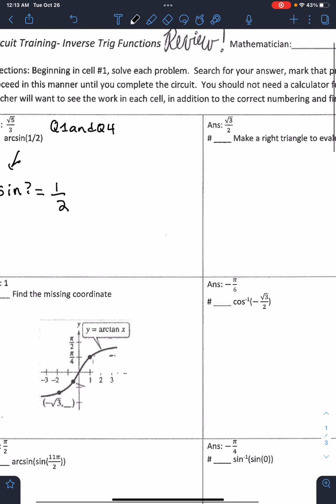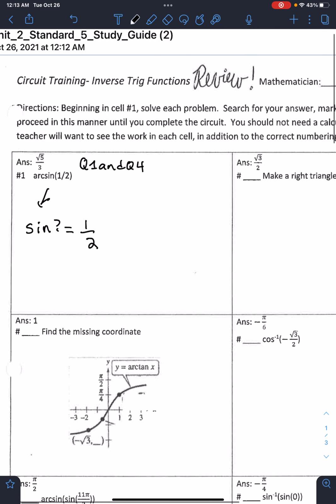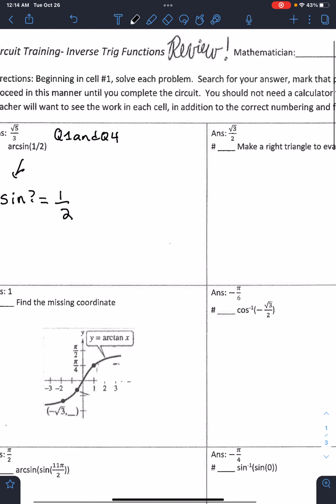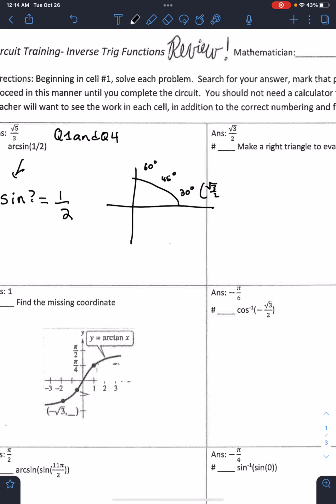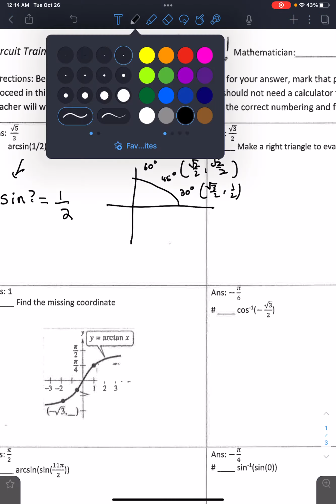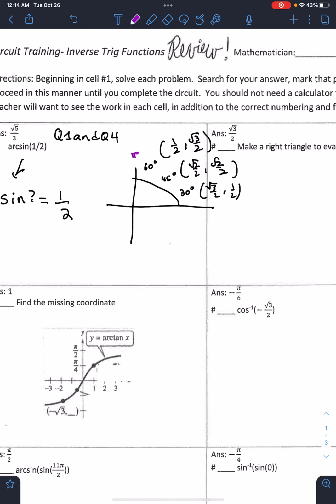So before you even start this, it might be helpful to have an idea of what the first quadrant looks like. So for instance, if I drew this, I got 30, 45, and 60, which is square root of 3/2 and 1/2, square root of 2/2, and 1/2, square root of 3/2. And to write these in radians, as pi/3, pi/4, and pi/6.